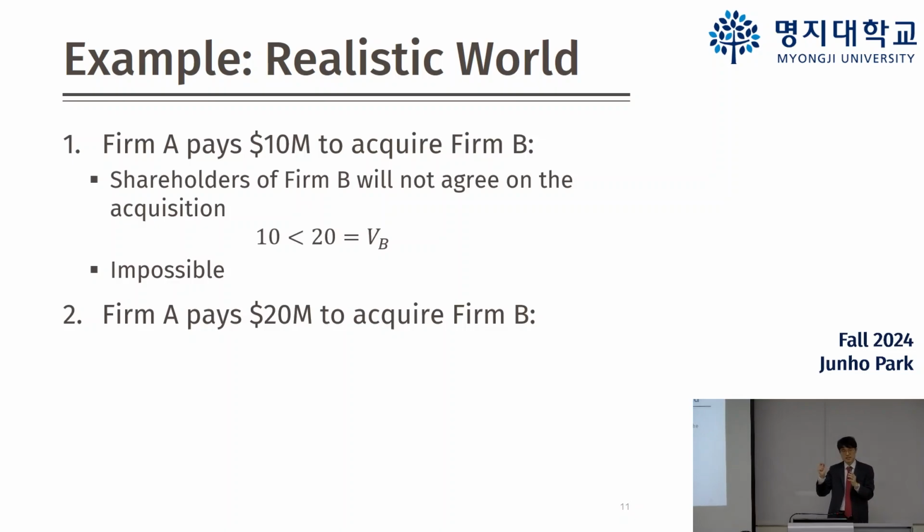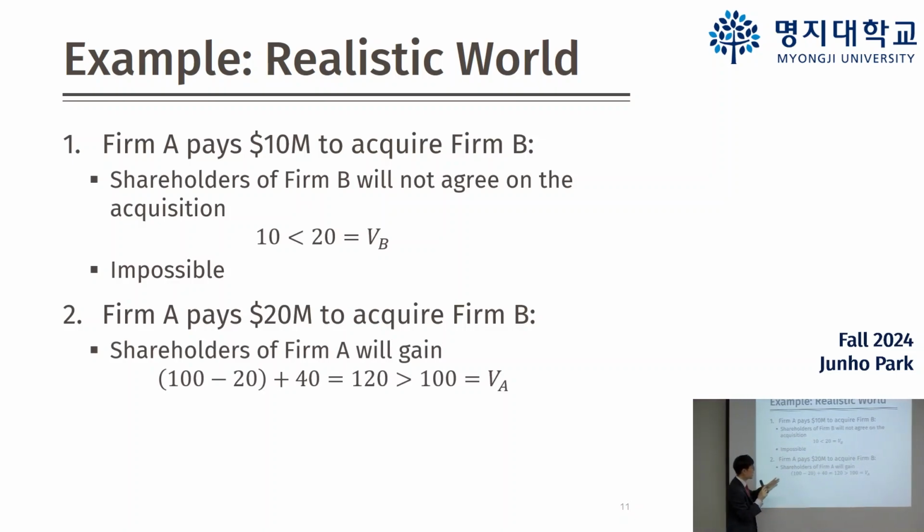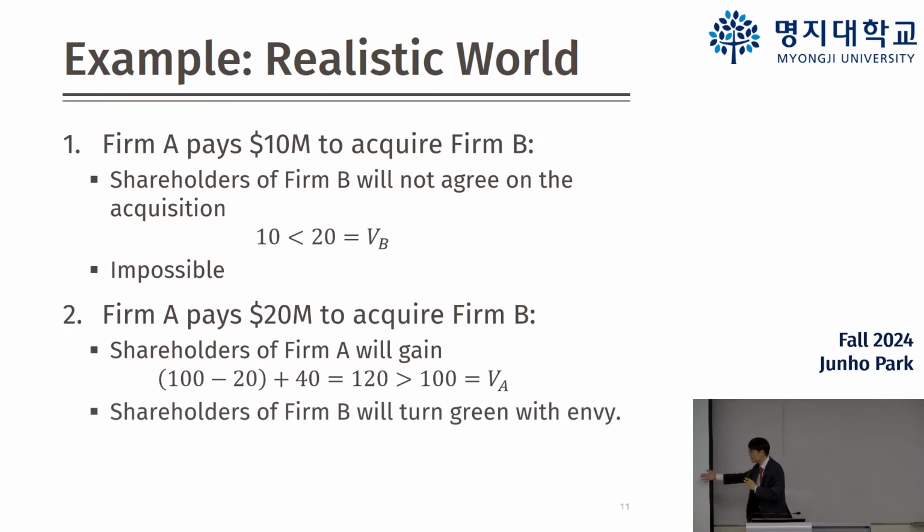Then something has changed for firm A's shareholders. They had 100, but they are going to pay 20 to the shareholders of firm B. And in return, what they have is firm B, but the value of firm B is now not 20, it's now 40, because now it is in the hands of firm A. So the value of the combined firm increases to 120. For the shareholders of firm A, there is certainly some reason to seek out this merger opportunity.